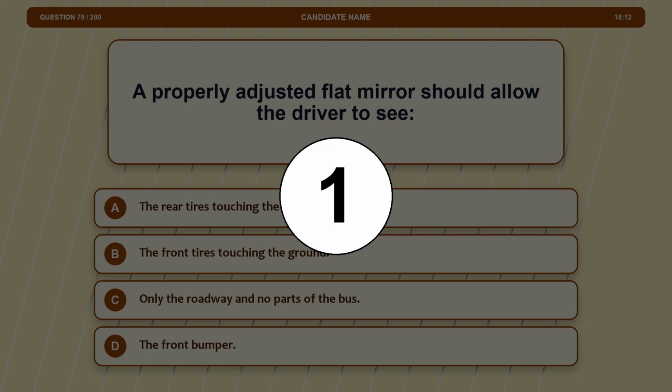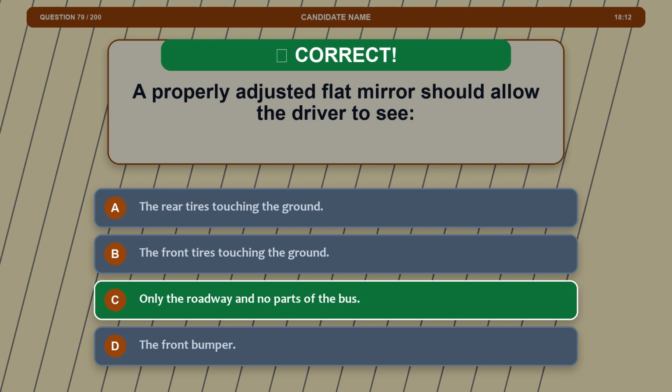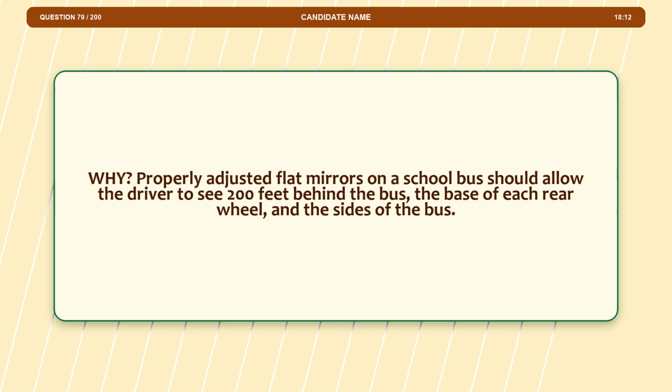The correct answer is option C, only the roadway and no parts of the bus. Explanation. Properly adjusted flat mirrors on a school bus should allow the driver to see 200 feet behind the bus, the base of each rear wheel, and the sides of the bus.